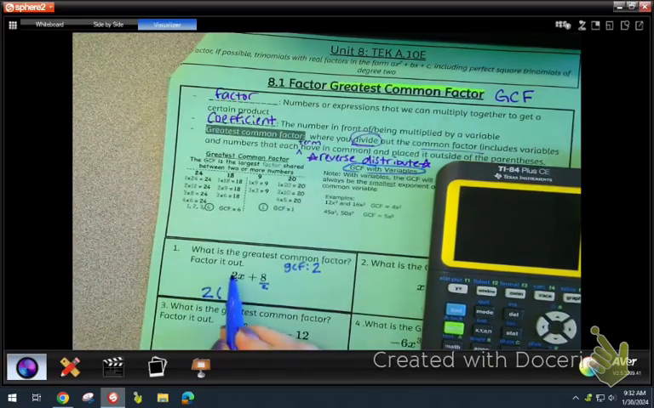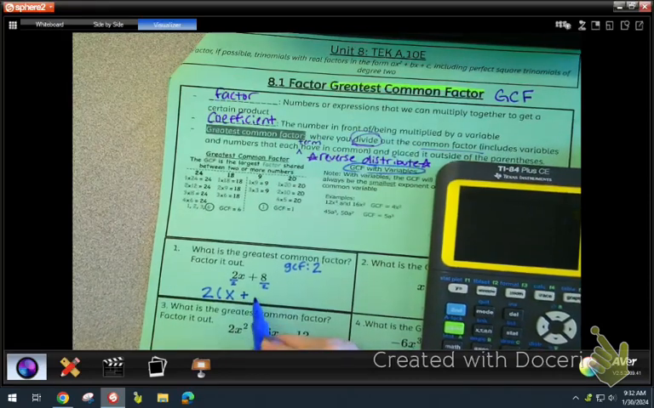What is 2x divided by 2? 1 x. Do you have to write the 1? No. Okay. Plus, what is 8 divided by 2? 4. Close parentheses. This is your answer.